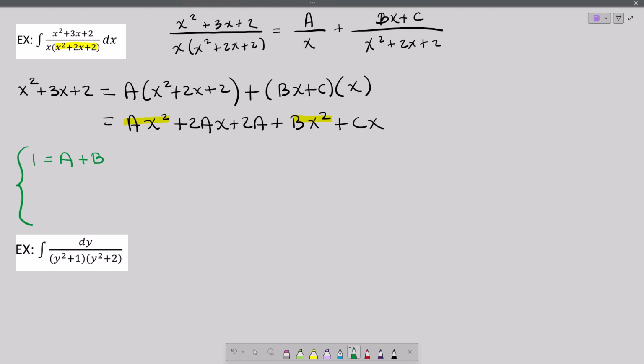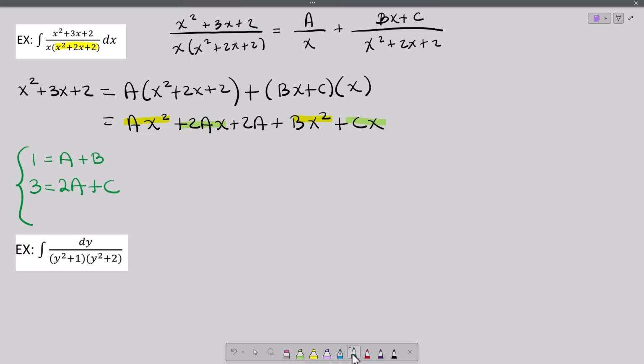The coefficient of x on the left, 3. Coefficient of x on the right, there's an x, there's an x. So the coefficient of x is 2a plus c. So 2a plus c. And then we go to the constant.